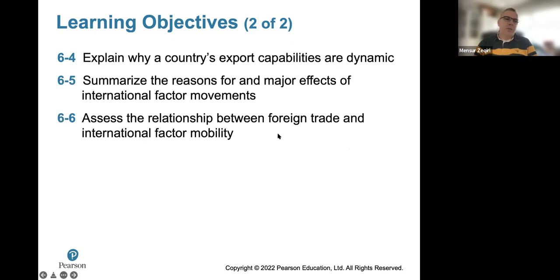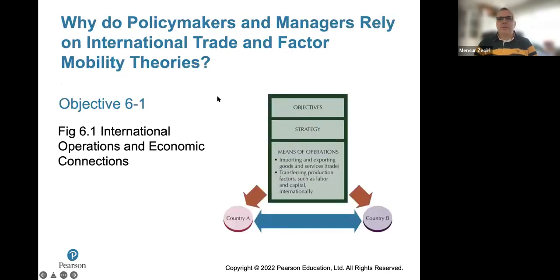And in the last part, we will explain why countries' export capabilities are so dynamic and focus on the reasons for and the major effects of international factor movements. We will conclude by assessing the relationship. So there is definitely a relationship between foreign trade and international factor mobility. We're going to talk about that as well.